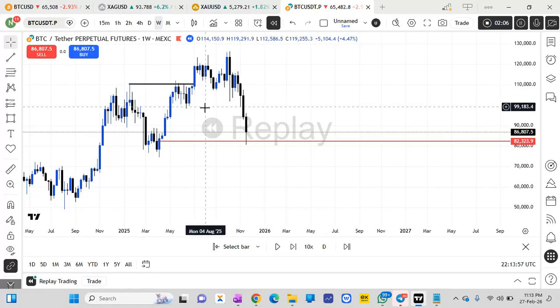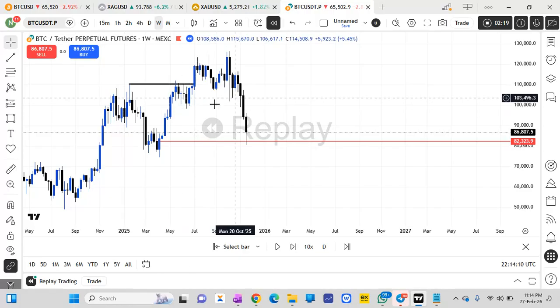Because basically, what you're looking for from monthly is just key levels. From 1 month, you're looking at key levels. But 3 months, you are looking at the structure. 1 week, you're also looking at key levels. So this is a break of structure. We'll take out this low as liquidity on weekly.